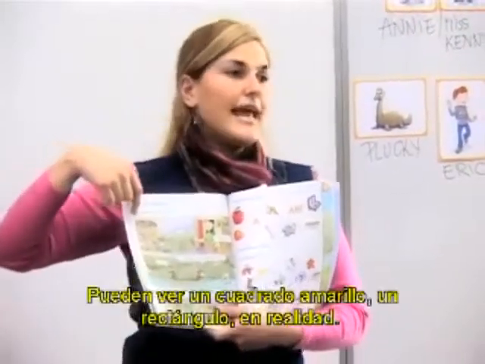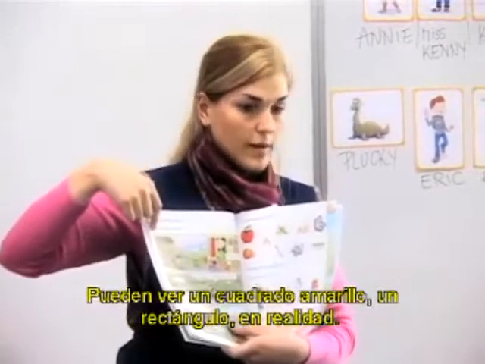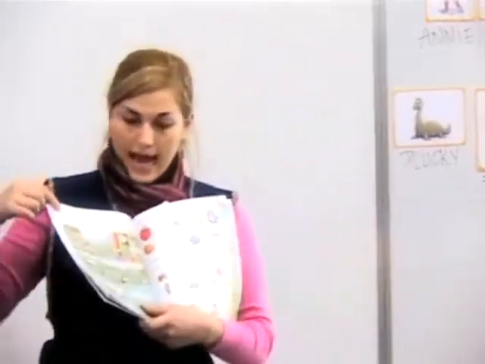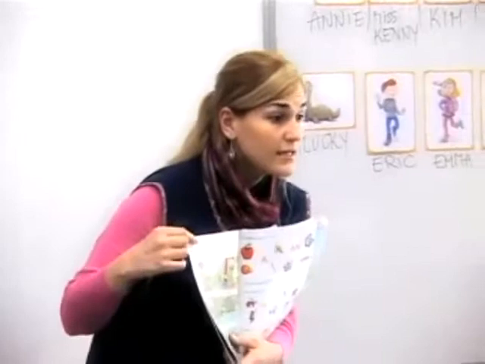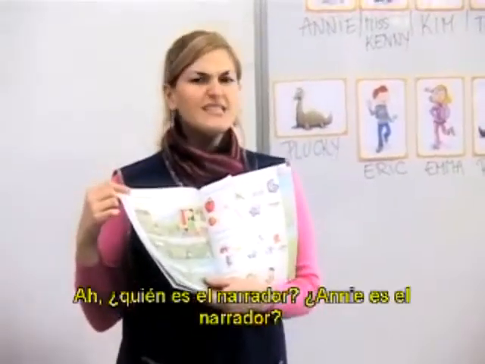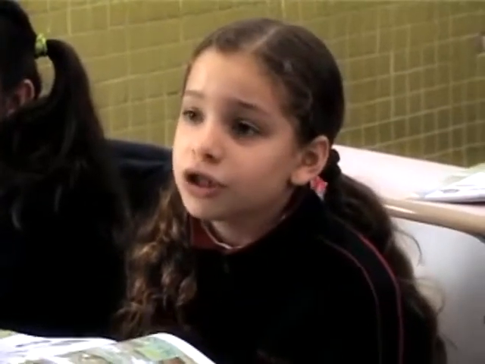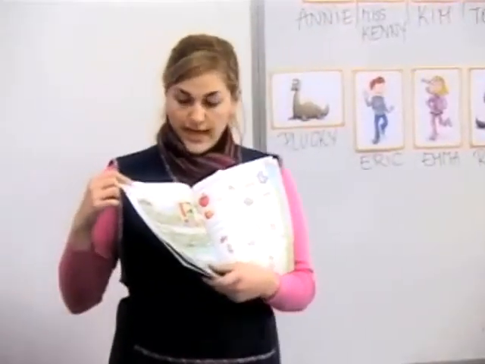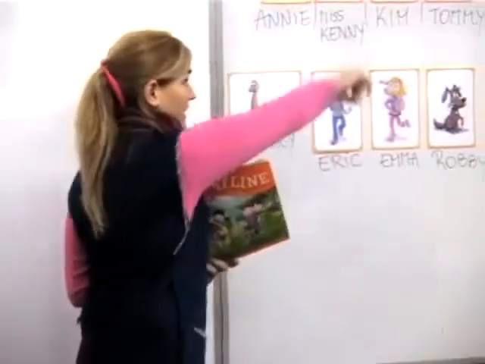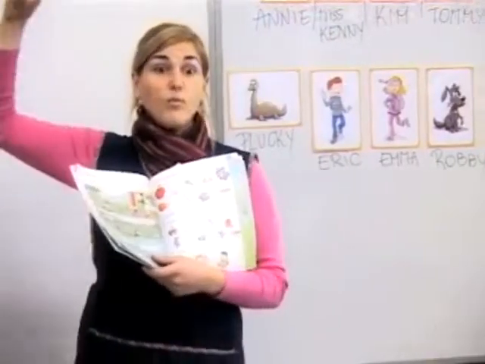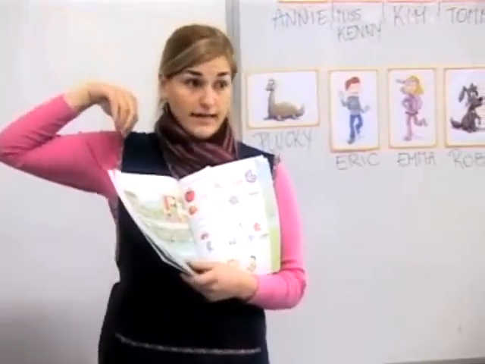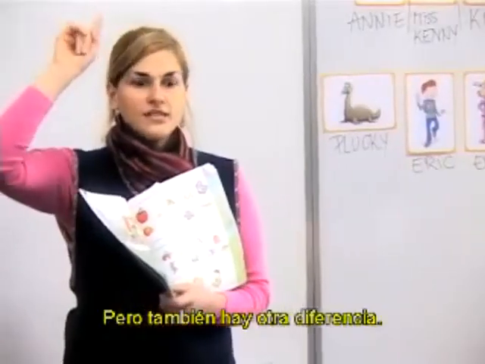Can you see here a yellow square, a rectangle, in fact? Who is the narrator? Is the narrator Annie? No, he's one person, he or she, who tells the story. Cuenta la historia, very good. Entonces no es ninguno de estos personajes que dijimos que aparecían. Es alguien que está como afuera de la historia. ¿Es verdad? Okay, that's true.